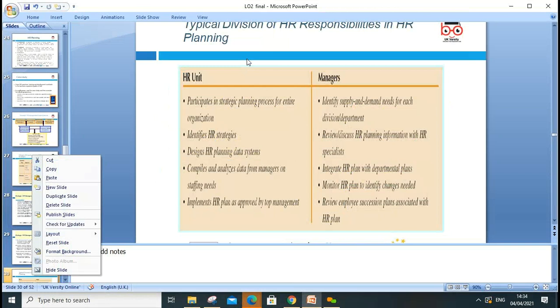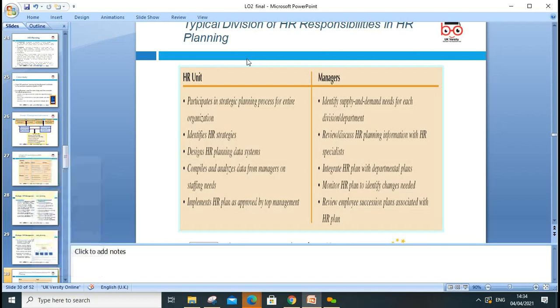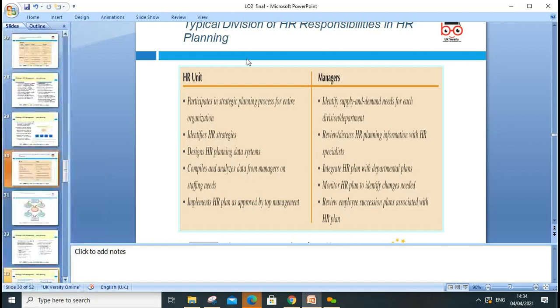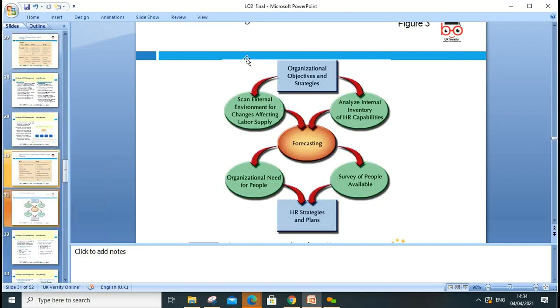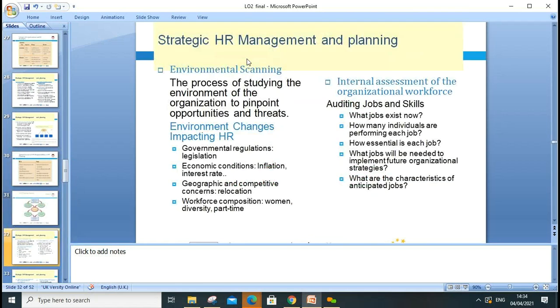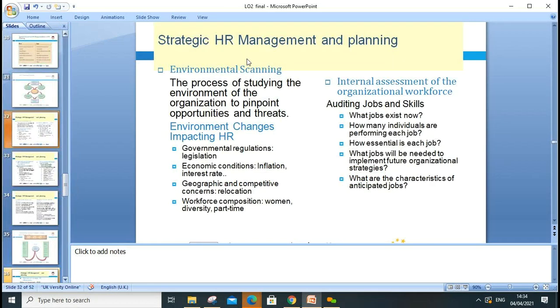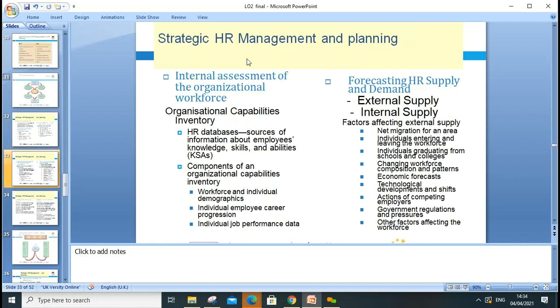Okay, then next we look at HR units and managers. We need to work together with each department and identify what the organization really needs from an HR point of view. So: the organization's strategic objectives, analyzing the internal HR capabilities, surveys, people available, strategies, organization needs, and forecasting. All of this we need to carry on doing. Then environmental scanning, which we mentioned earlier, followed by internal assessment of what skills and abilities we have. If the environment changes, we need to train our people.